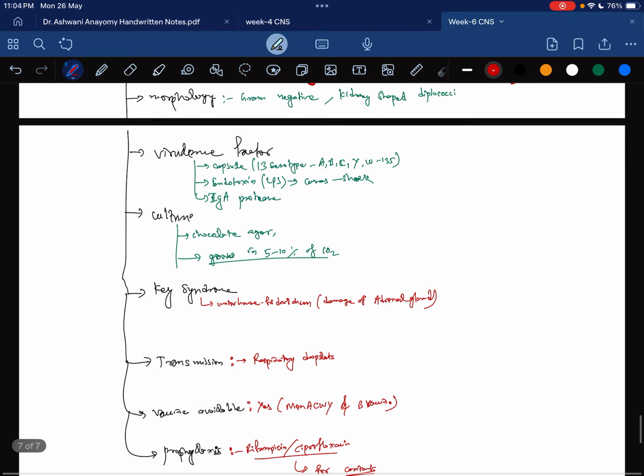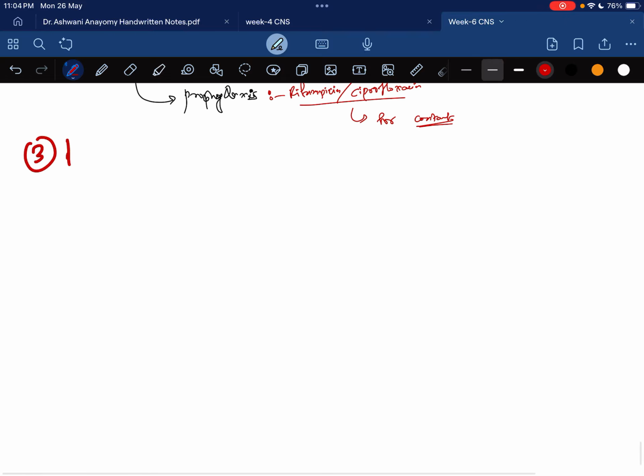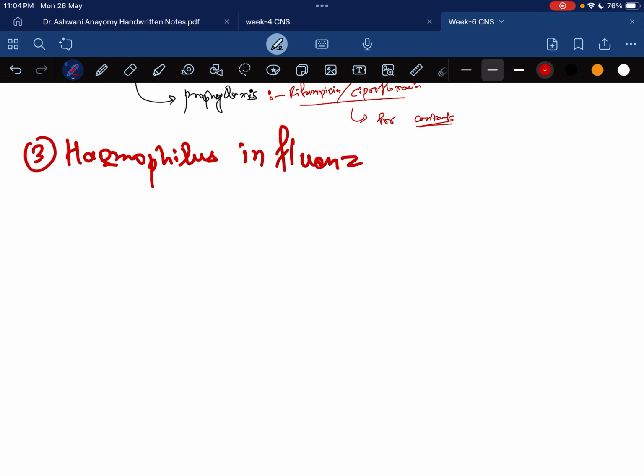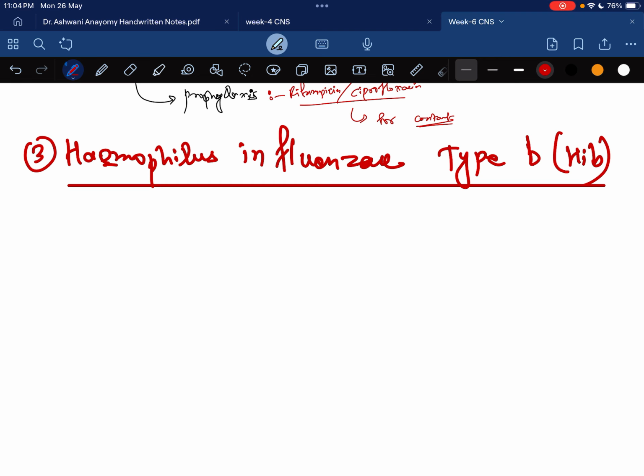Then there is another organism known as Haemophilus influenzae. The third one is Haemophilus influenzae type B. So Haemophilus influenzae type B is causing the pathogenic or bacterial infection.